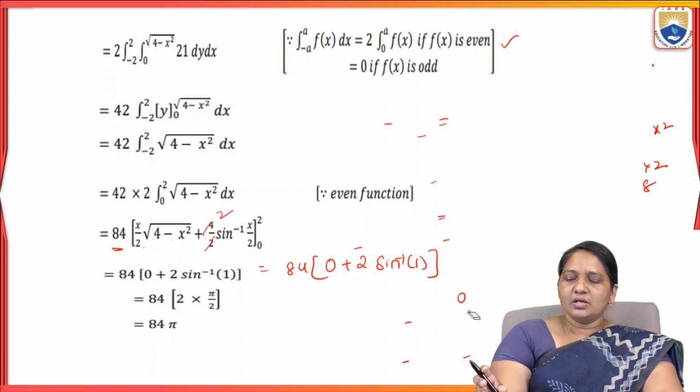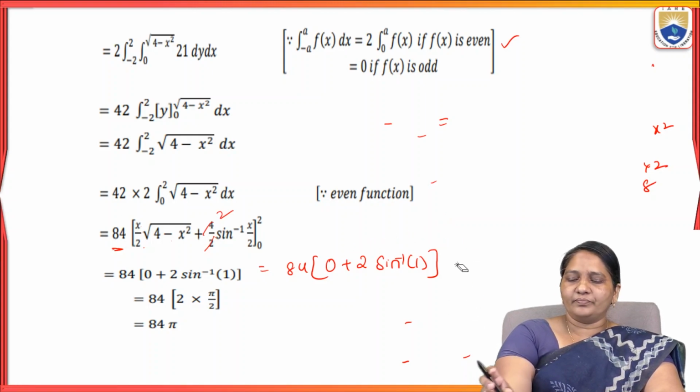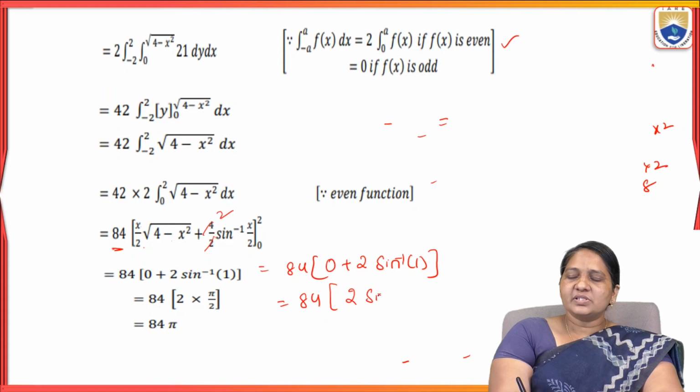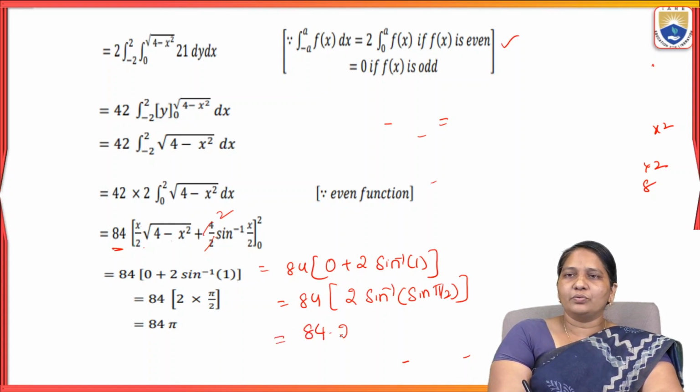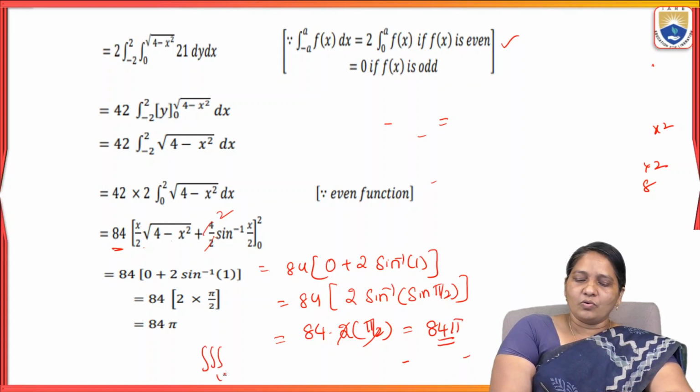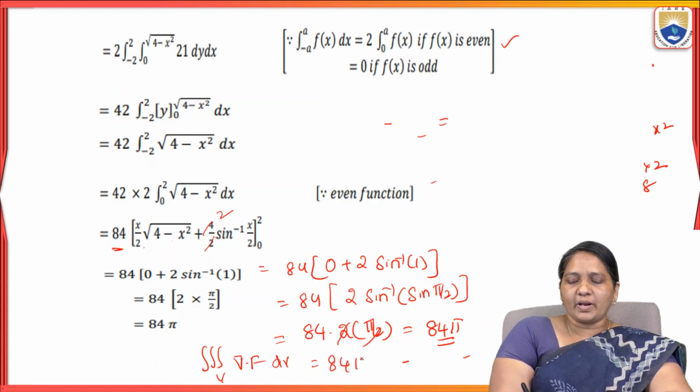Now 84 into the first term, which is 0, plus 2 into sin inverse of 1. What is the angle whose sine value is 1? Pi by 2, right? So sin inverse of 1 gives pi by 2, so 84 into 2 into pi by 2. The 2 will be cancelled. Finally, I got 84 pi. This is the value of the triple integral over V of del dot f dv: 84 pi.